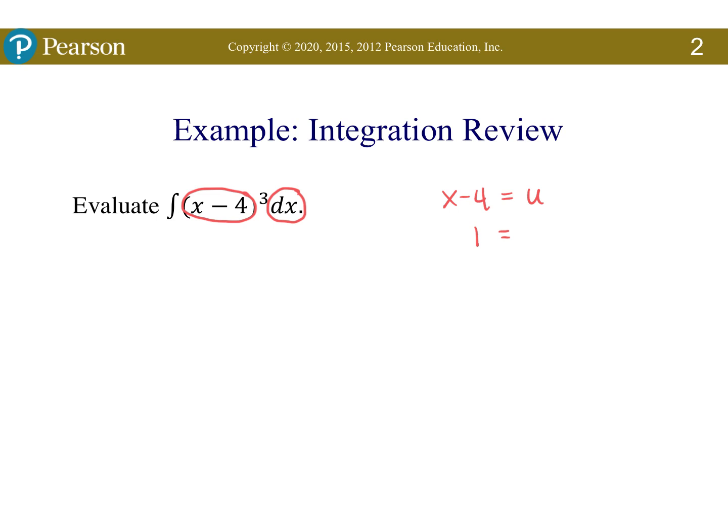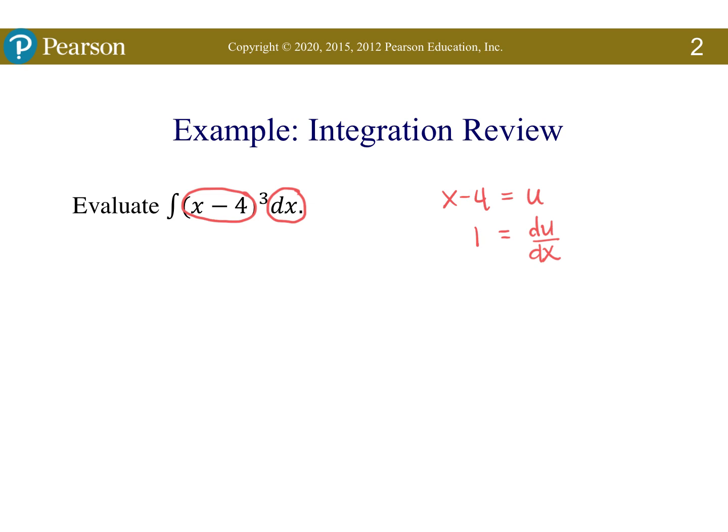Say that again? Du. Not just du, that's called a differential of u. How do I write the derivative of u? Not dy, there's no y's in this problem. du/dx, with respect to the letter x. So that is the derivative.